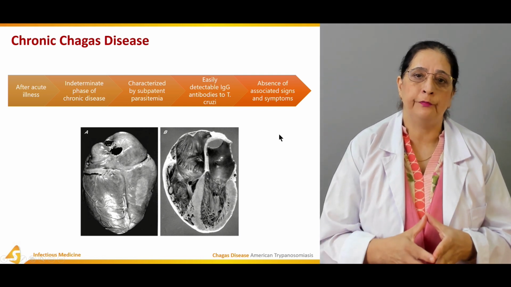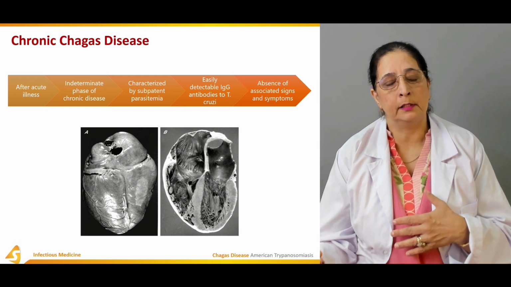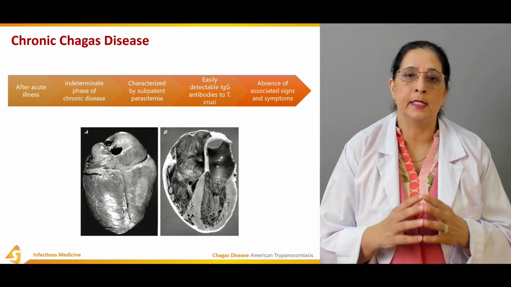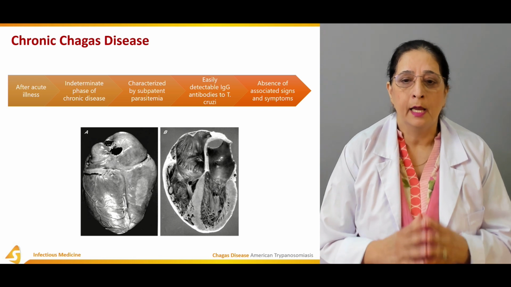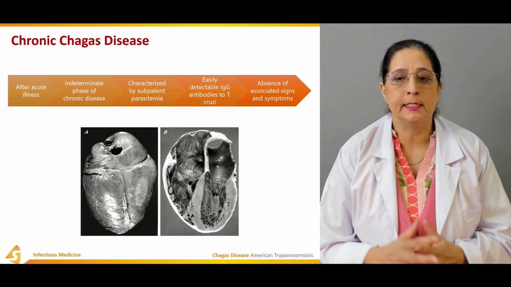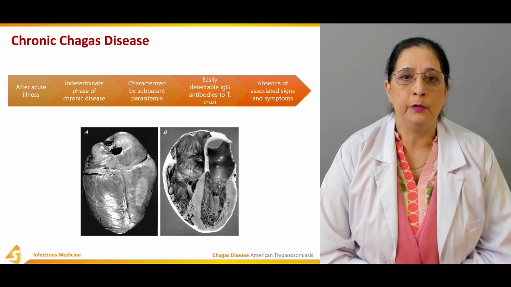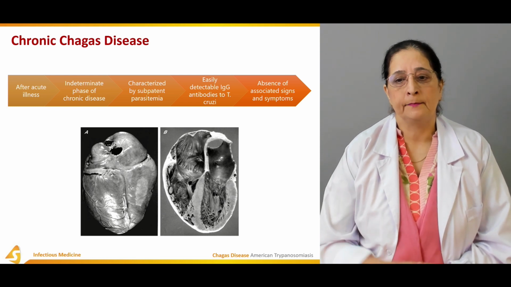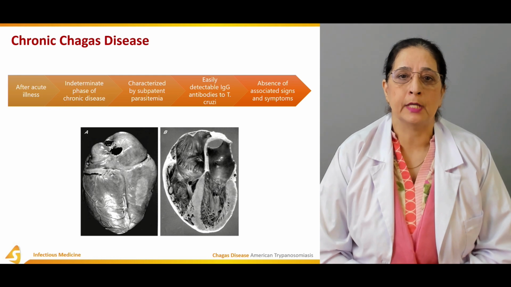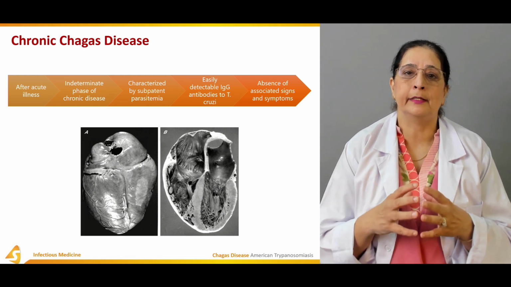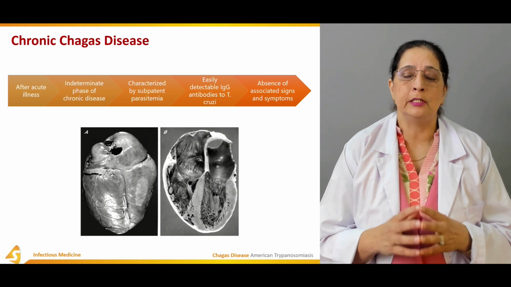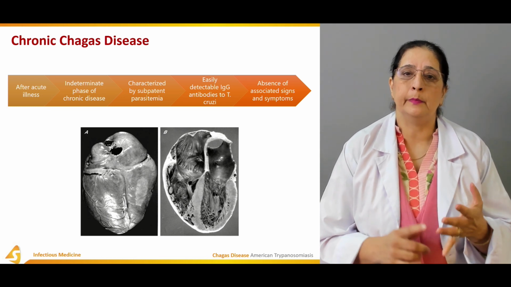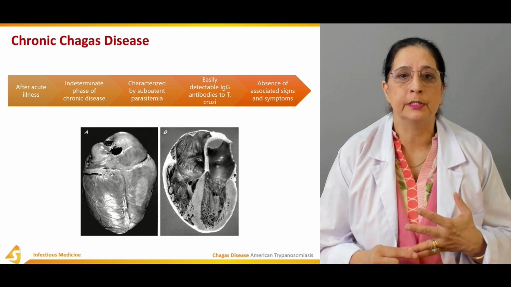So after the acute febrile illness, we have the indeterminate period. In this there is subpatent parasitemia, easily detectable immunoglobulin G against Trypanosoma cruzi, and an absence of signs and symptoms. So these are some characteristics of chronic Chagas disease: IgG antibodies are detectable, and no significant signs and symptoms are present.